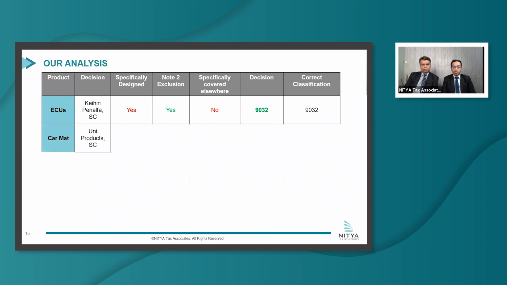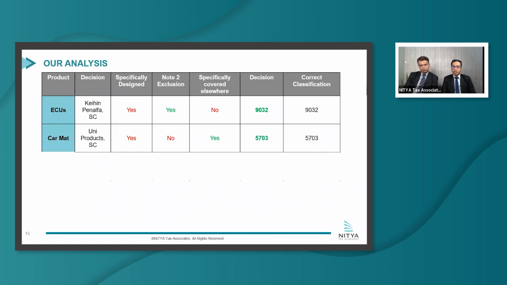Car mats: in the case of Uniproduct, the Supreme Court discussed that even if failing two tests, specifically designed and Note exclusion, since these car mats are specifically covered under chapter 57, article 5703, they shall remain classified under 5703 only.